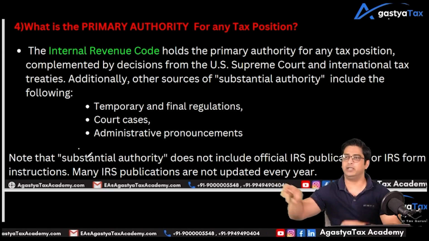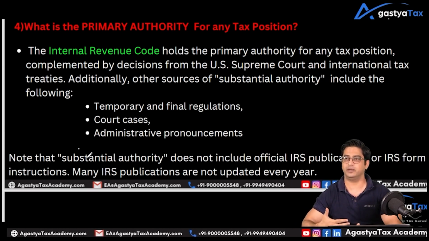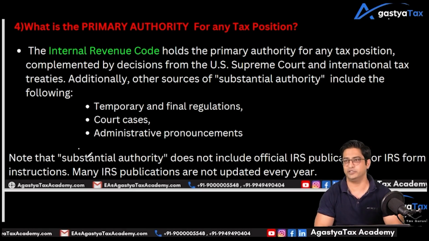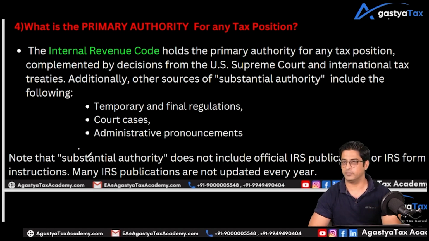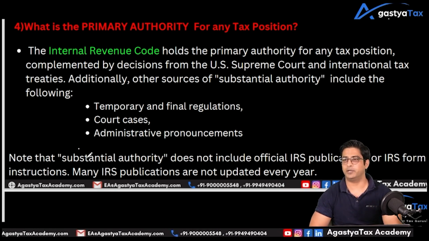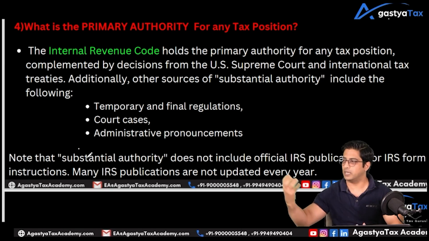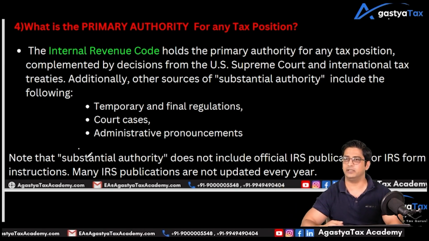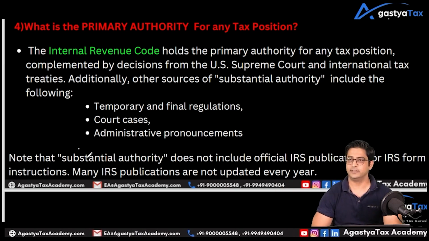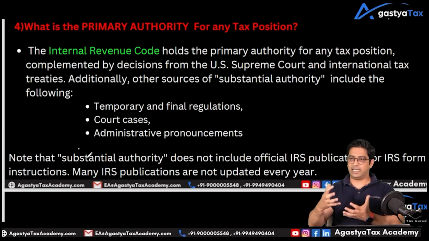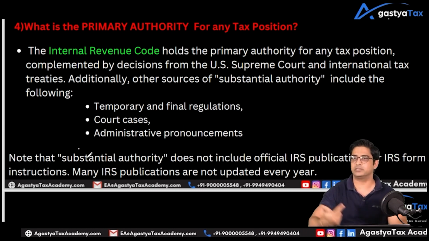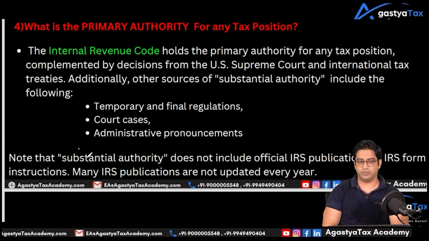What is the primary authority that one needs to consider? There are too many documents, too much of everything in IRS. Under the Department of Treasury, each one can come up with one particular thing and then say as per this, as per that. So what is it that we want to understand? In order to take a tax position, what do you consider as a tax primary authority?